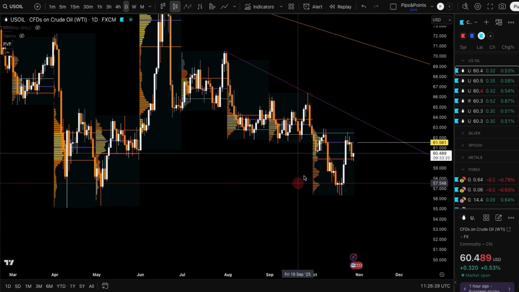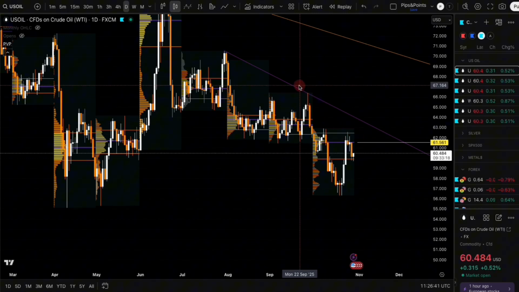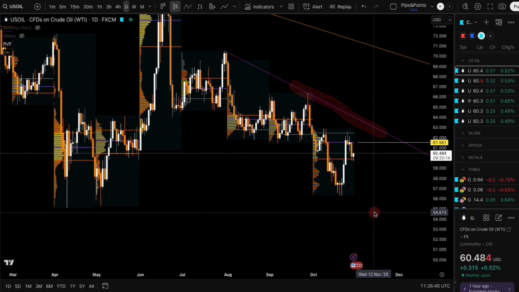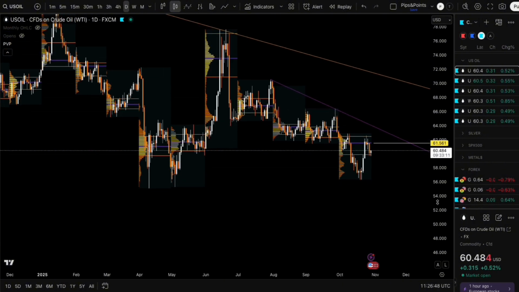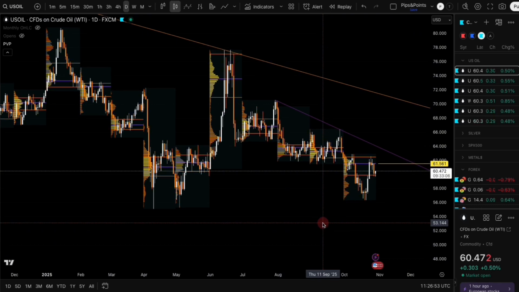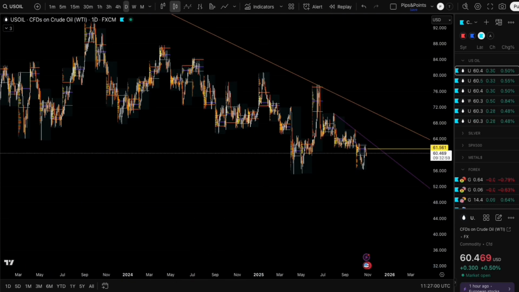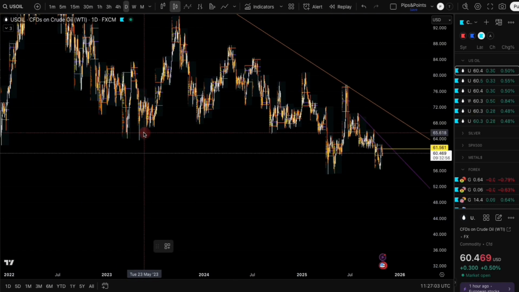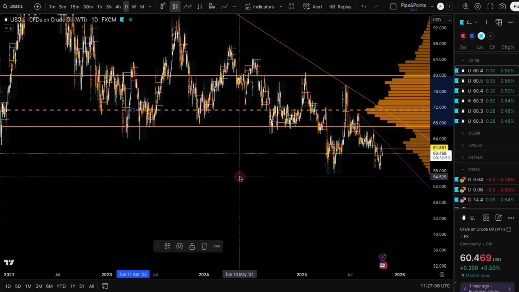Now that we've gotten that out of the way, we want to see if this trend line is going to be broken today. It may or it may not. It just depends, right? The next thing we are going to do right now is add on the anchored volume profile. Okay, let's add on the anchored volume profile. Let's do it from about here and let's see what it tells us.